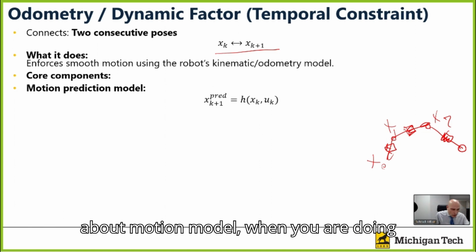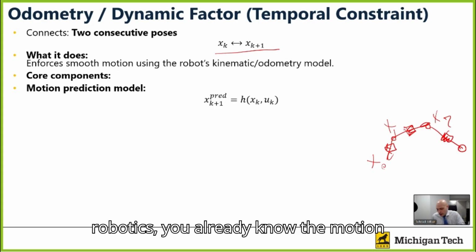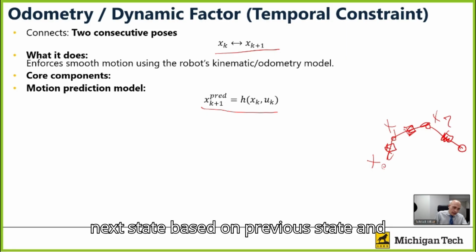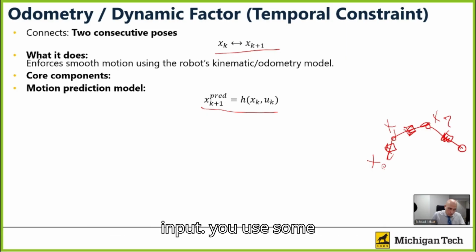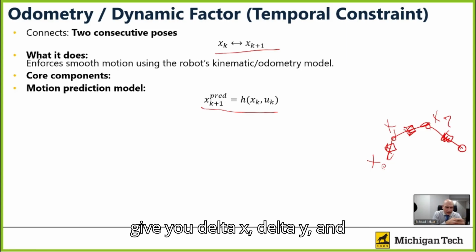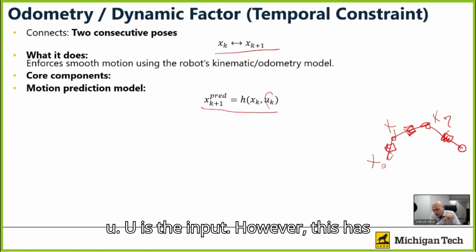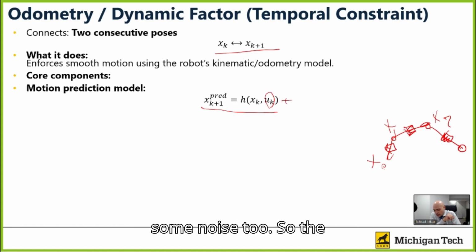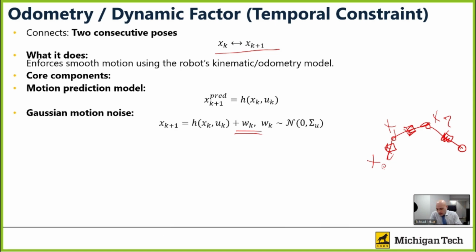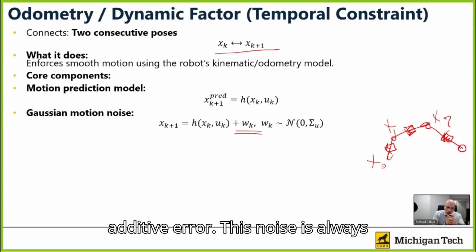About the motion model, when you are doing robotics, you already know the motion model. The motion model gives you the next state based off the previous state and input. So if you use sensors like odometry sensors, odometry gives you delta x, delta y, and delta theta, and that's u. U is the input. However, this has some noise too, so the relationship also has a Gaussian noise. That Gaussian noise is part of them, especially when you have additive error. This noise is always Gaussian.